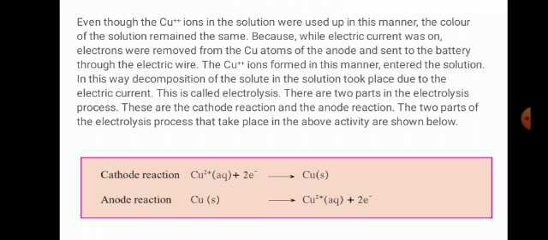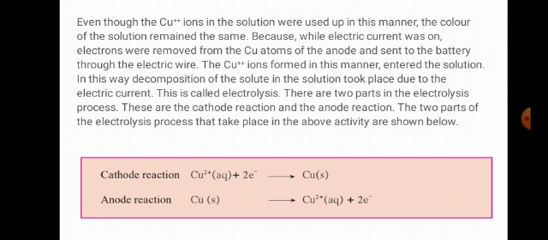Here copper 2 plus ions are getting attracted towards carbon electrode and their concentration is decreasing, but the color of the solution remains the same as it was initially. Though the copper ions are decreasing in number, still the solution has the same color. How does this happen?